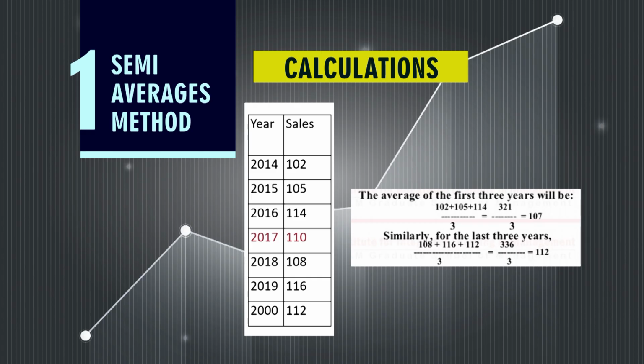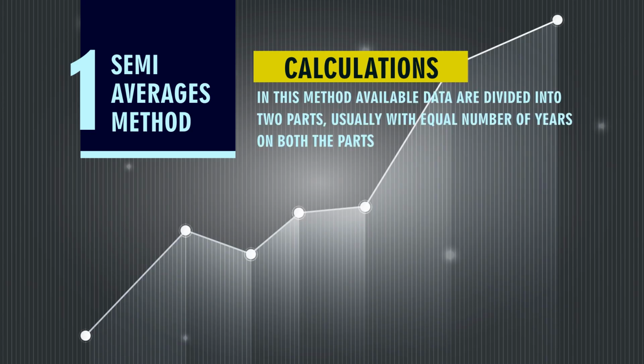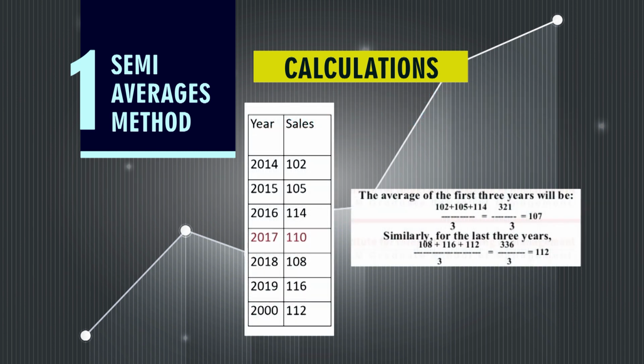So what we have done in this case is that in this method the available data are divided into two parts, usually with an equal number of years in both parts. The average of the first 3 years will be 102 plus 105 plus 114 divided by 3, which comes to 321 divided by 3, and the answer is 107. Similarly for the last years it is 108, 116, 112 divided by 3, which comes to 112. So this is the way of calculating the semi-average method.